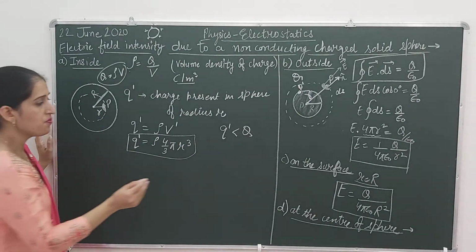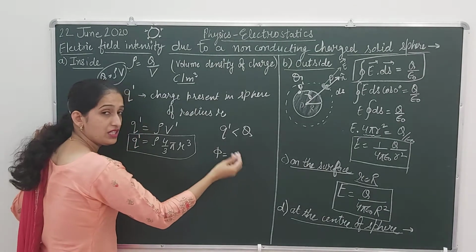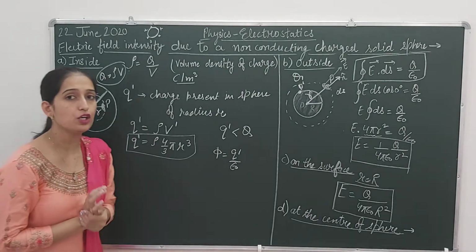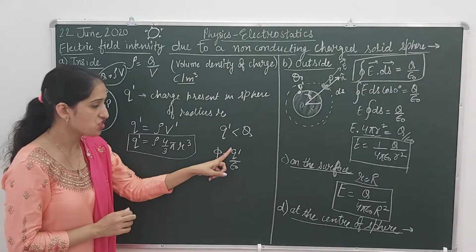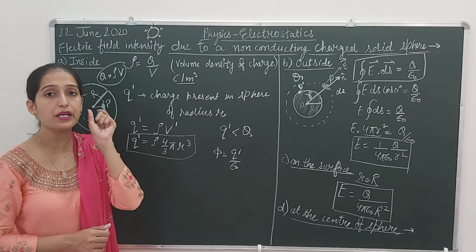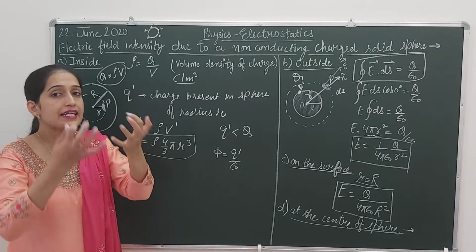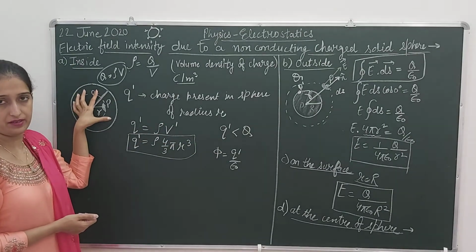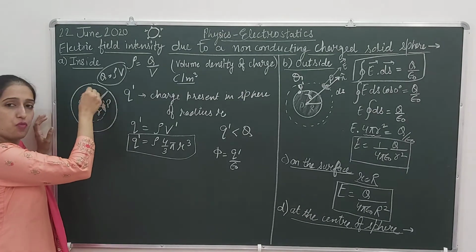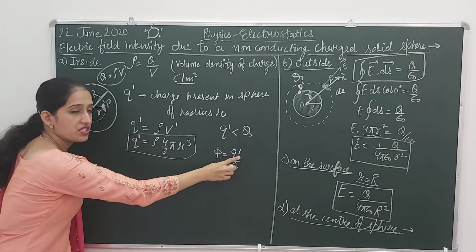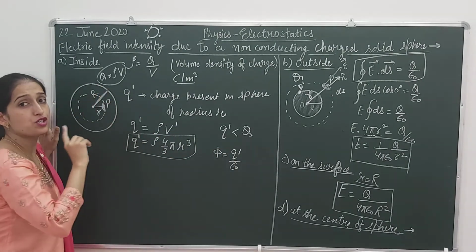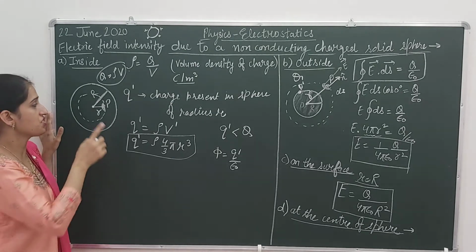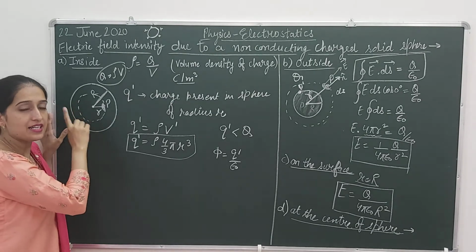Second thing, we know that flux is given by total charge upon epsilon naught. When we were doing the topic Gauss law, I said to you that the charge we are going to consider should be only that which is inside the surface. Capital Q is the charge of the whole sphere, but because I am taking this smaller sphere, I will take the charge of this one only. Outside charge is not responsible for the amount of flux. Only the charge contained inside the sphere is responsible.